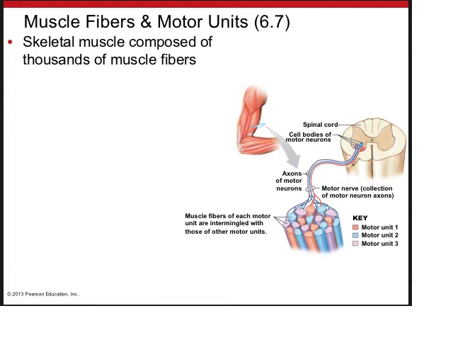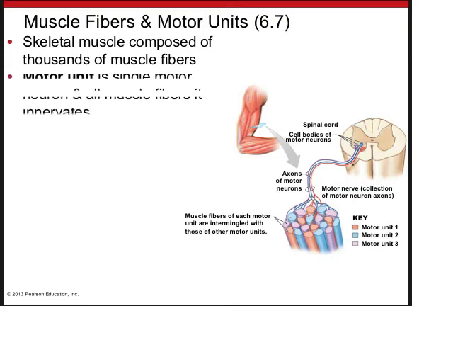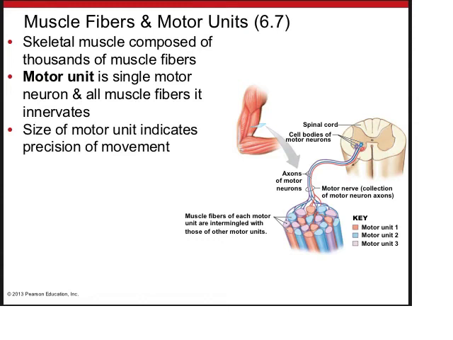Muscle fibers are made up of units that respond to innervation called motor units, and that's a skeletal muscle fiber and the motor neurons that talk to it. So the idea here is that you have gangs of these muscle fibers that get commands from different motor neurons. The size of the motor unit indicates how precise the movement is going to be. The smaller the motor unit, the more precise the movement. The larger the motor unit, the more gross the movement is going to be.